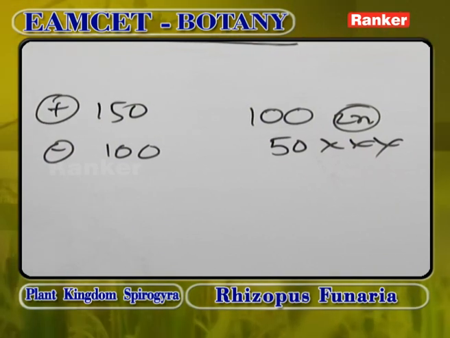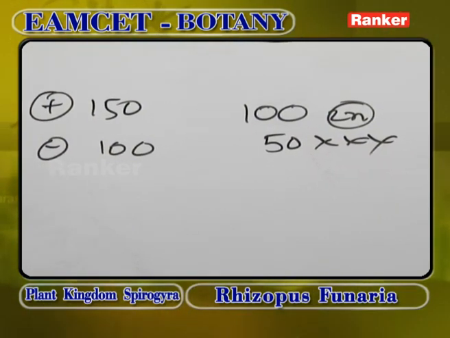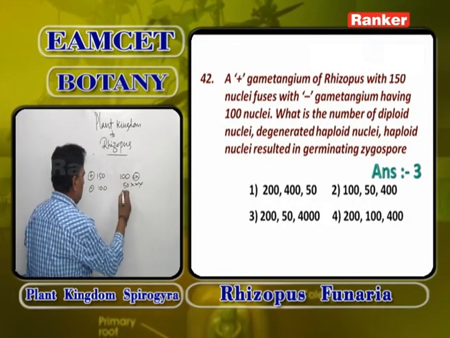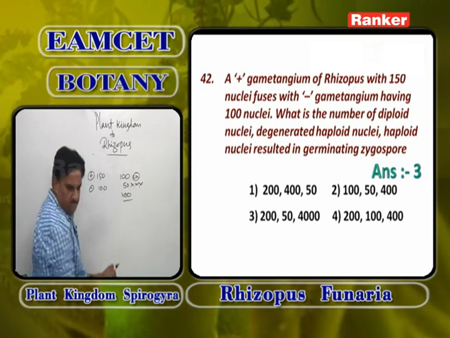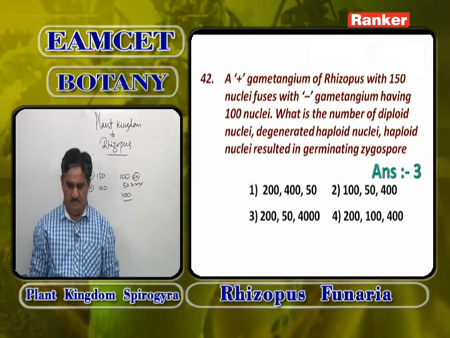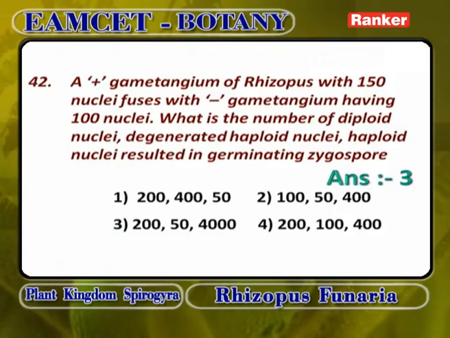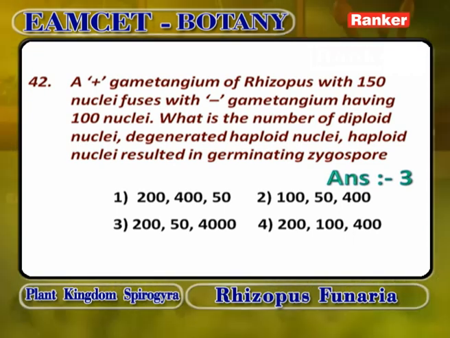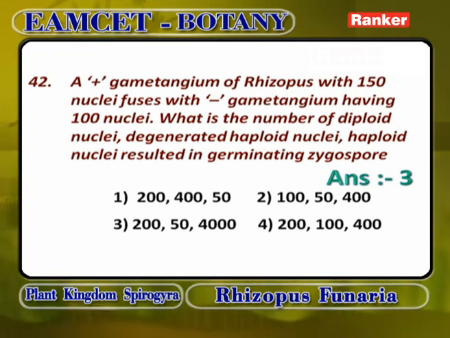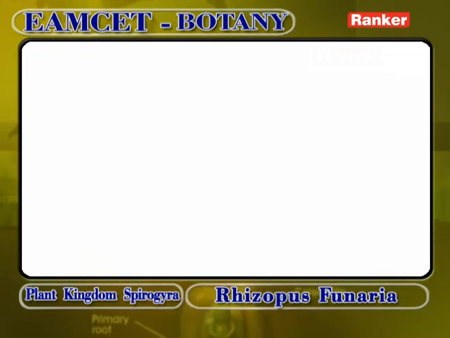Then, what is the number of diploid nuclei? 100. Then, haploid nuclei present in the germinating zygospore will be 400. So, the answer is 100 into 4 is 400. The answer is 100, 50 and 400. Second option, not third option, it is second option, 100, 50 and 400.